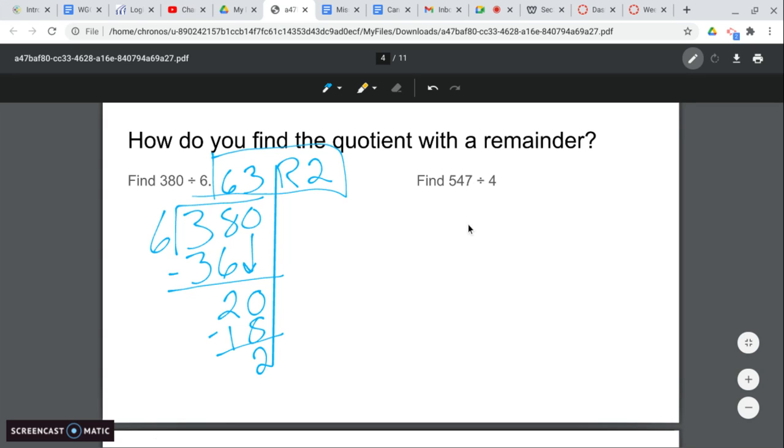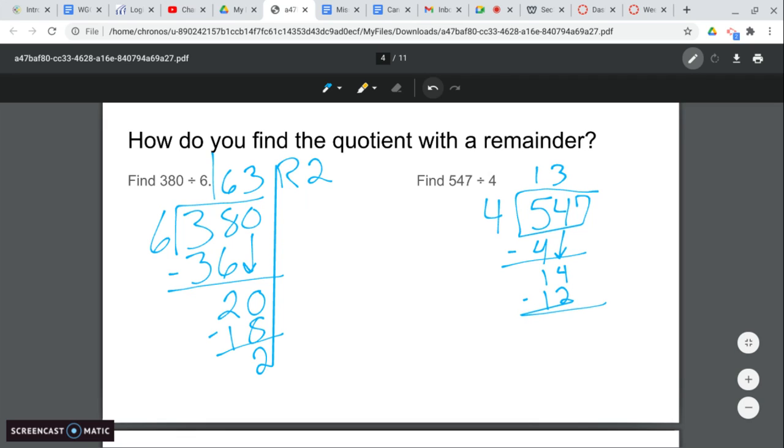So now let's take a look at 500. I apologize for these crazy lines everywhere. 547 divided by 4. Can 4 go into 5? Yeah, 1 time. 5 minus 4 is 1. We bring down the 4. Can 4 go into 14? Sure can. 3 times, because 4 times 3 is 12. 14 minus 12 is 2.